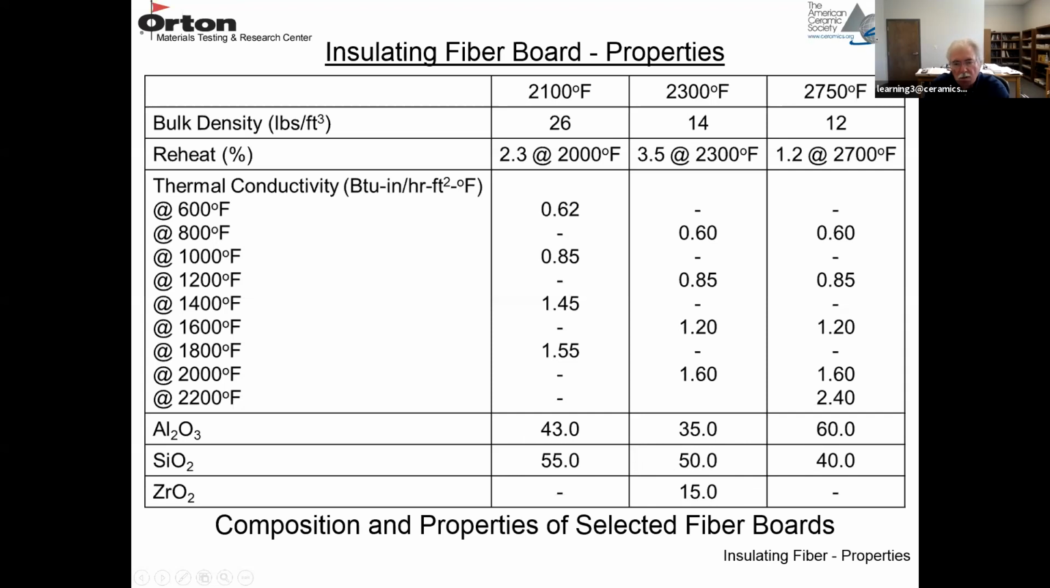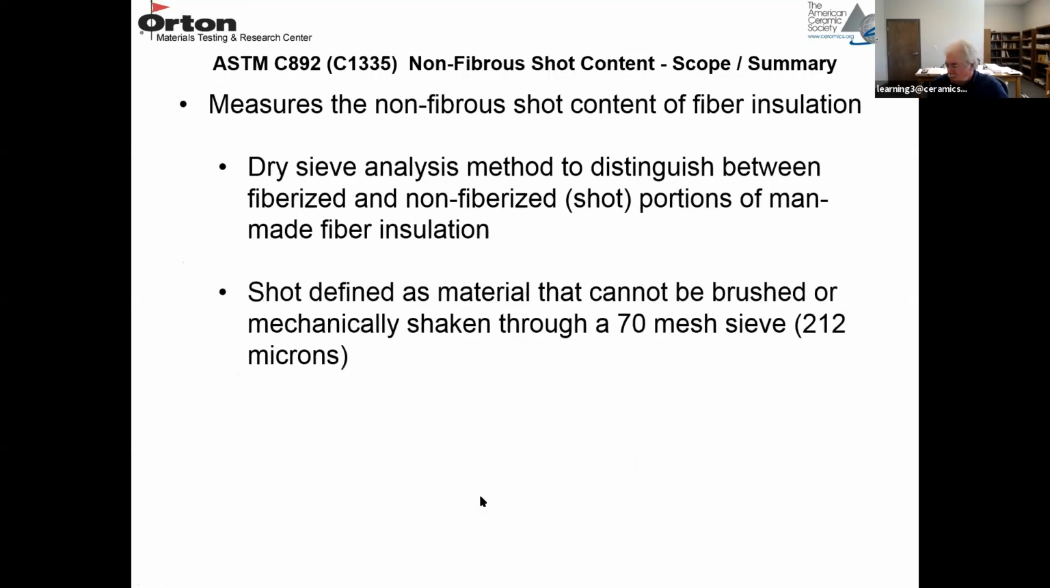So those are examples of the fiber blanket materials and then the fiber board materials. And then the last thing today is to go over a few of these tests to characterize the insulating fiber materials. So I mentioned shot content. Well, there's a test embedded in C892 that measures the fibrous shot content.